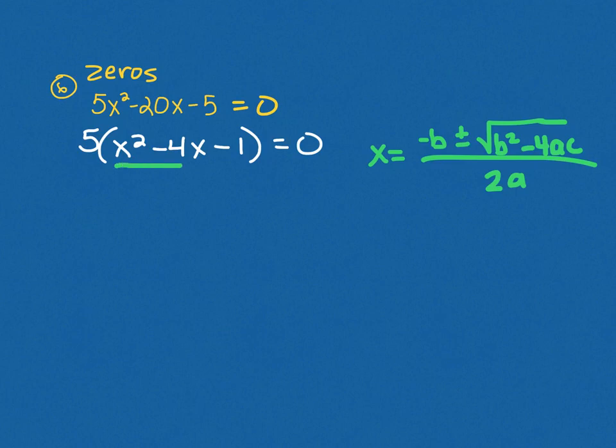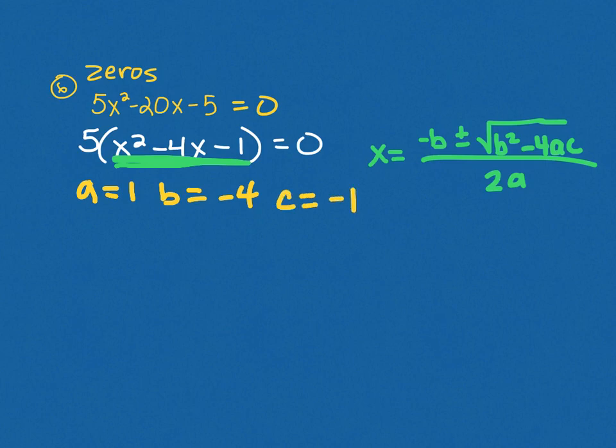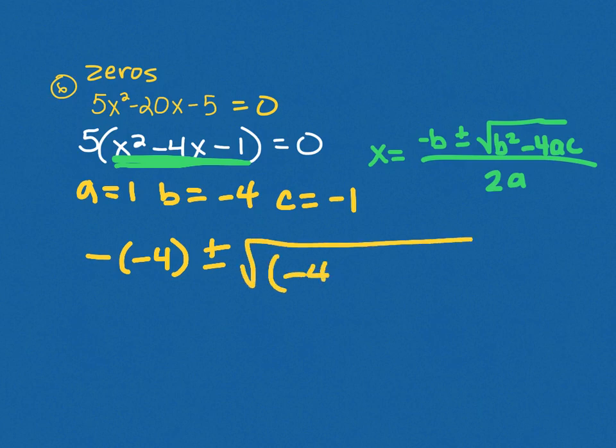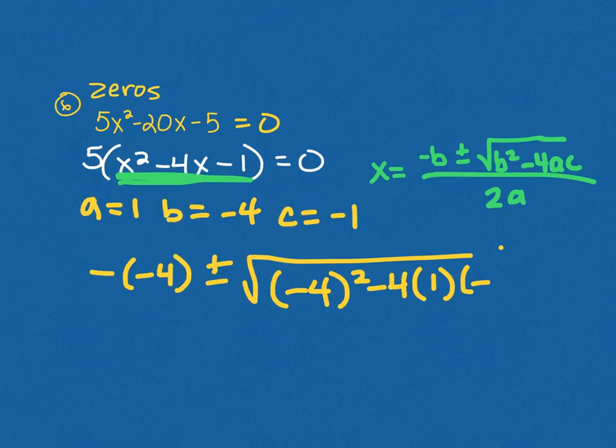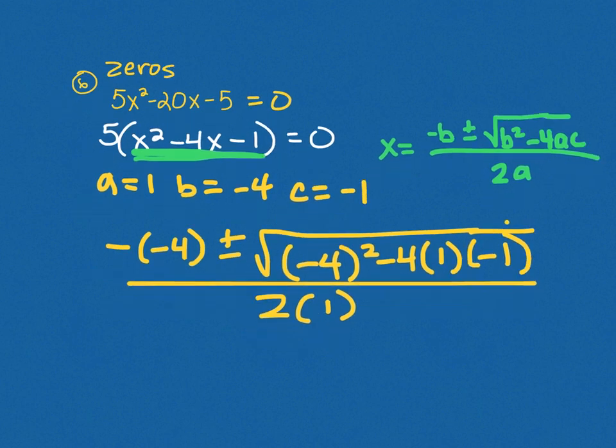So I'm going to solve what's in here using that. My a is what's in front of the x squared, which is 1. The b is what's in front of the x, which is -4. And the c is what's by itself, which is -1. Then I plug it in: negative -4, plus and minus the square root of -4 squared minus 4 times a times c, all over 2 times a.